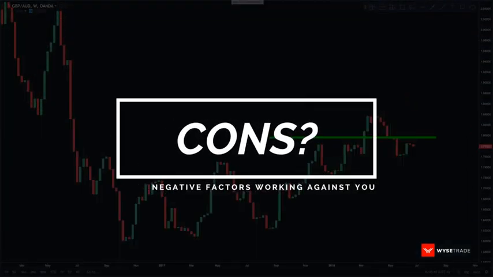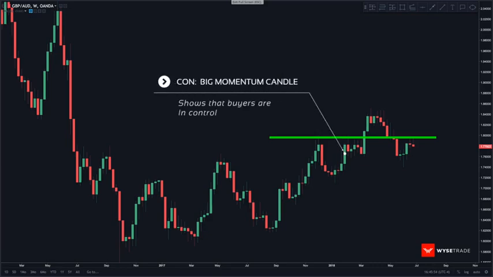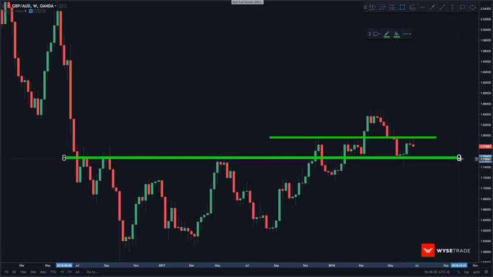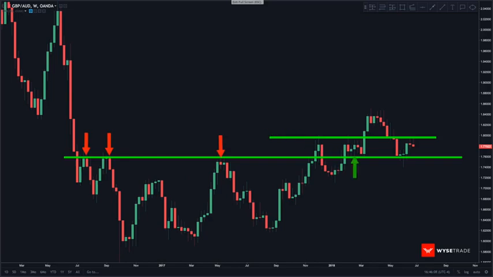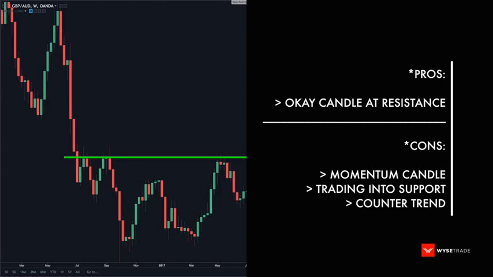Now, what do we have as cons, or things working against us? We have this massive candle approaching this level of resistance, showing heavy bullish presence. But also the bigger issue is that you would be trading right into this level of support here. Notice all the rejections. What this means is you are trading into a level where price could potentially bounce from. Again, we always want probability on our side. And as you can see, price came down, then bounced up, came down again, before finally breaking right through upwards. Look at how the cons outweigh the pros in this situation.